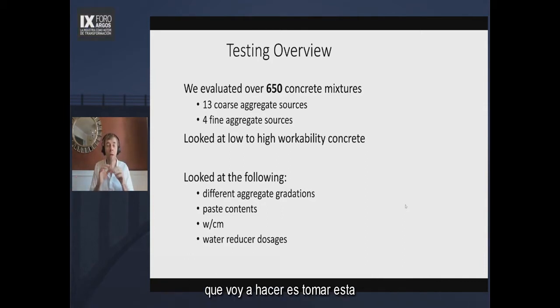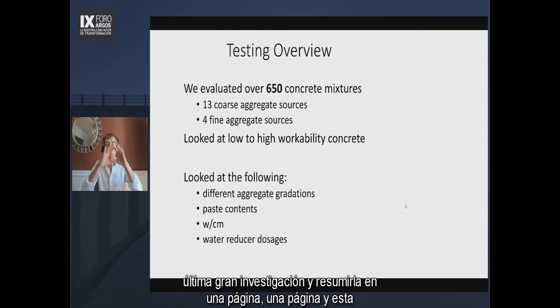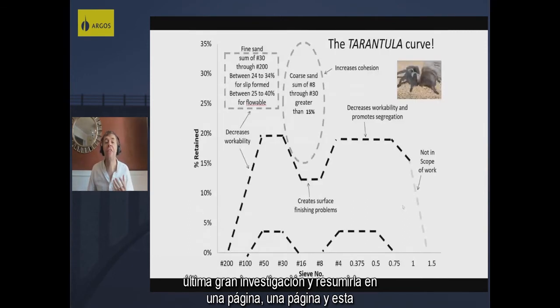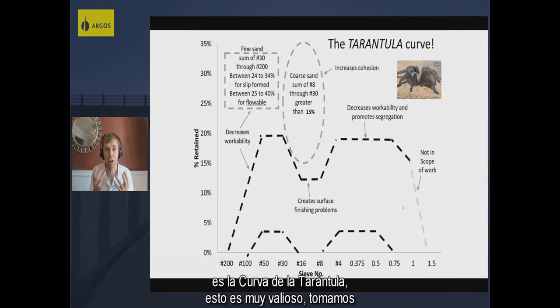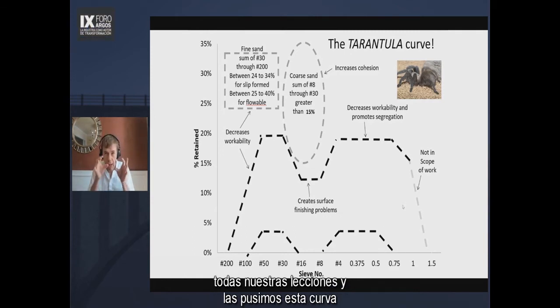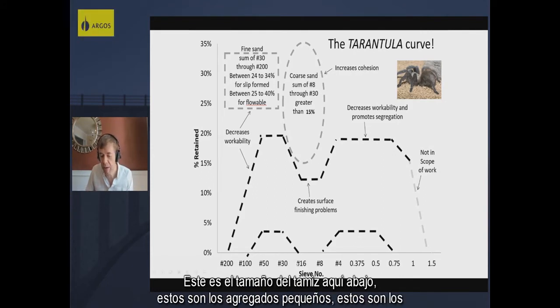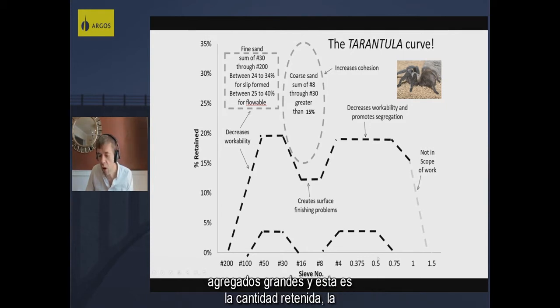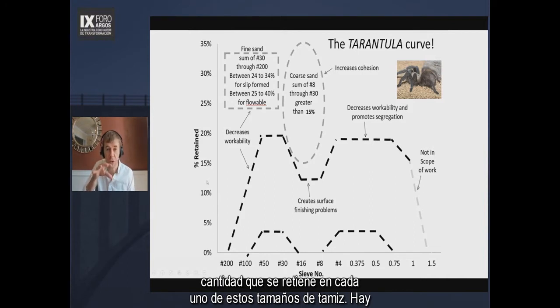And what I'm going to do is take this vast, huge research and summarize it on one page. One page. And this is the Tarantula Curve. This is very valuable. We took all of our lessons and put them on this one curve. This is the sieve size down here. This is the small aggregates. This is the large aggregates. And this is the amount retained, the amount kept on each one of these sieve sizes.